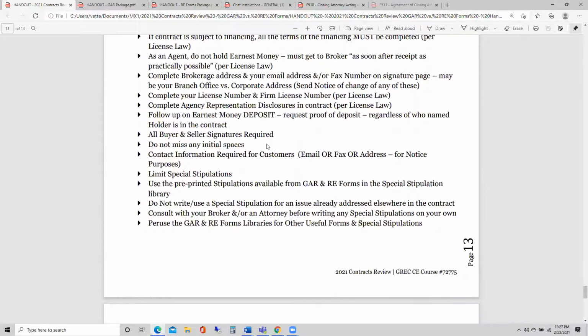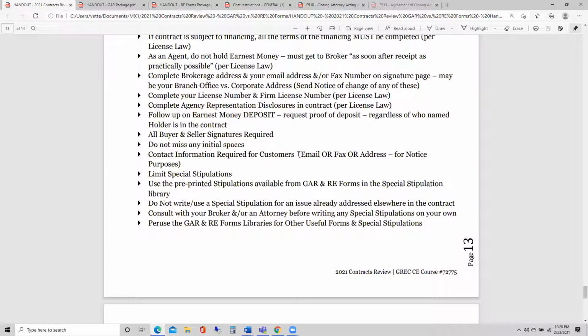All buyer and seller signatures are required. What I mean by that is we've had some situations where we've had some estates and there were 5 or more actual sellers. Every seller's signature is required. Don't miss any initial spaces. Check your contact information on the signature page for notice.